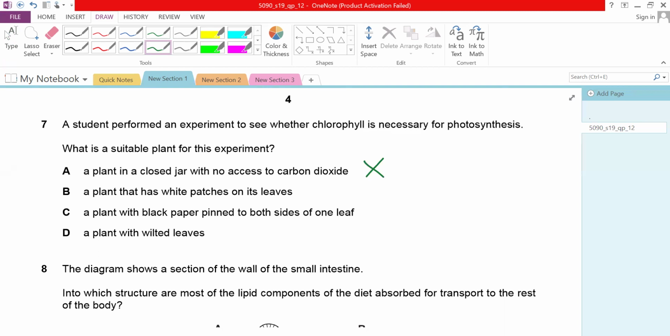A plant that has white patches. If the plant has white patches, then this plant is good for the experiment. During the experiment, you would know that the plant isn't green and it has white patches, so at that portion the process of photosynthesis isn't occurring. So option B is correct.